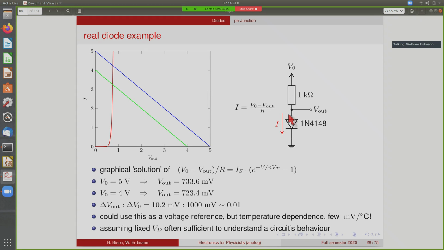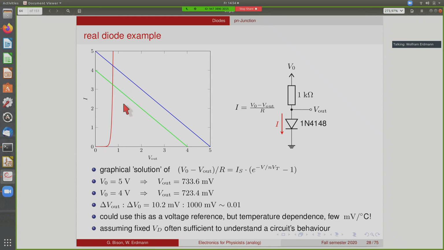A circuit like this could in principle be used as a voltage reference. Because a voltage reference is something that gives you a constant voltage regardless of what your supply voltage is. That is often needed in circuits where you have a varying supply voltage, or a voltage that you don't know exactly, but you want your circuit to work with a constant reference voltage. Then you need a voltage reference. And this is a simple example of a voltage reference. However, it is not really used in this way most of the time because of the temperature dependence of this curve. When you change the temperature by a few degrees, you will be off by several millivolts here.